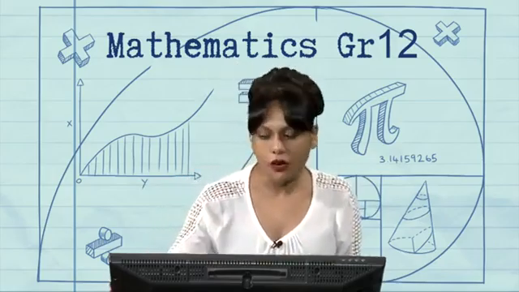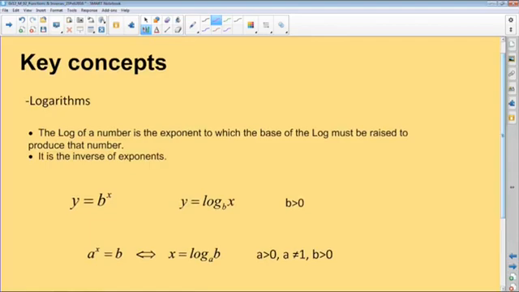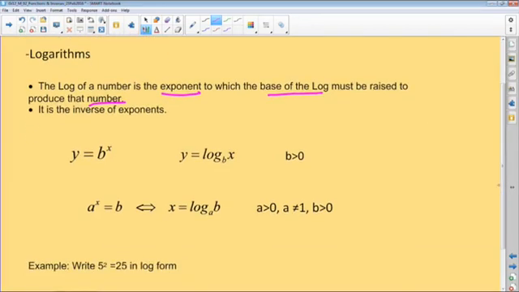So there are your formal definitions, but just think of it as the log is another way to write an exponent. The log of a number, if you're looking for the formal way, is the exponent to which the base of the log must be raised to produce that number, and it is the inverse of exponents. So if you have any exponential function, like y is equal to b to the x, we're dealing with a log, so b has got to be greater than 0. You cannot take a log of a negative number, so therefore we restrict b.